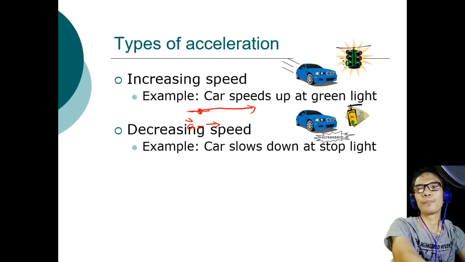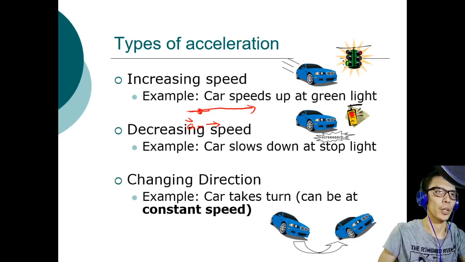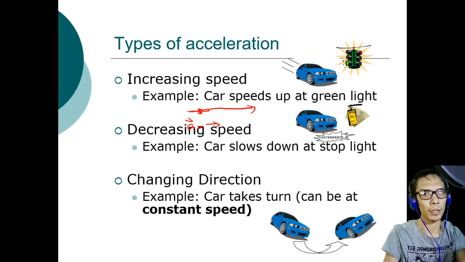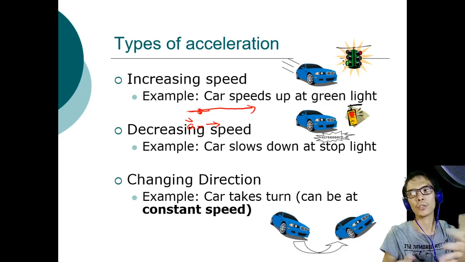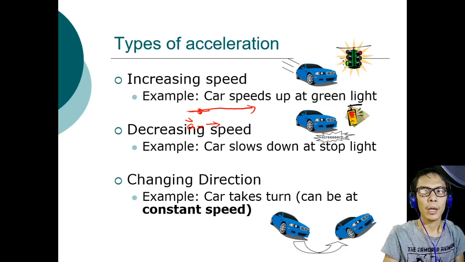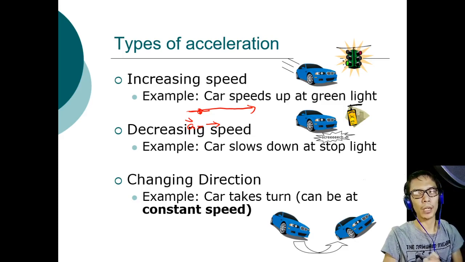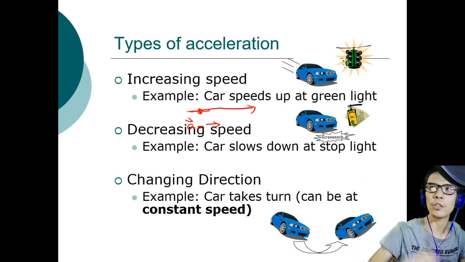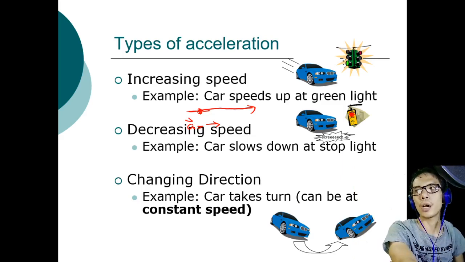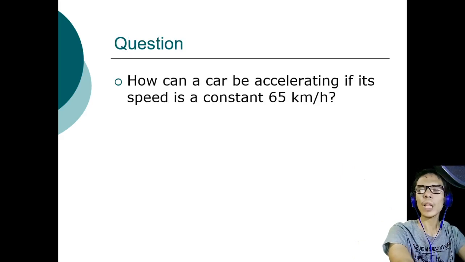Another one is changing direction. If an object changes direction, for example, it goes to the left and then goes up, then goes down, then goes to the right, then the object is said to be changing direction. It might be that the velocity of the object is constant, or likely that the speed of the object is constant. These are the three types of acceleration that we will encounter later on in this video lesson.